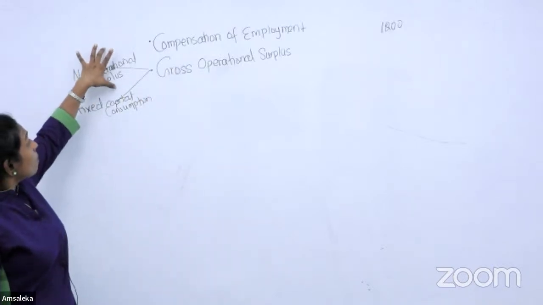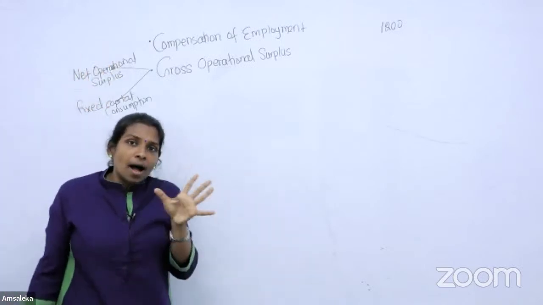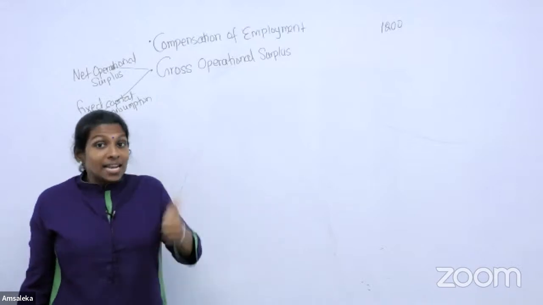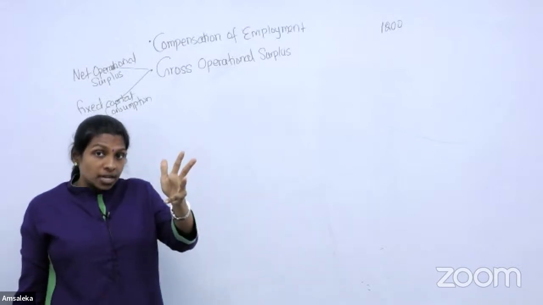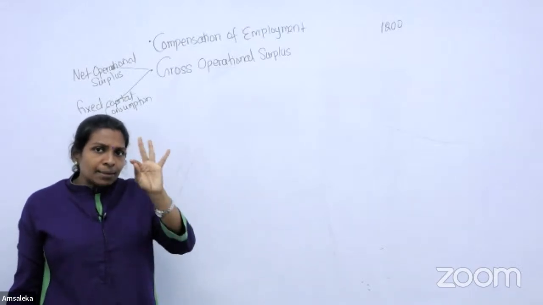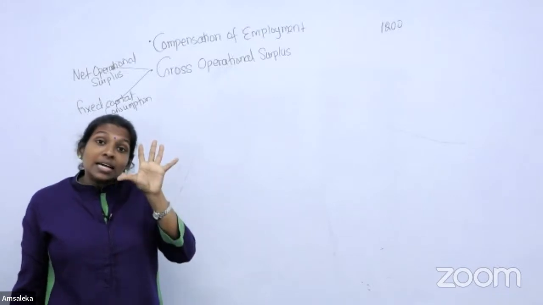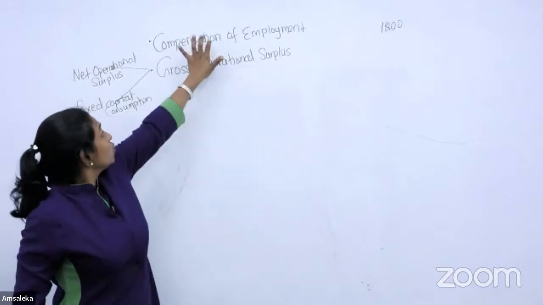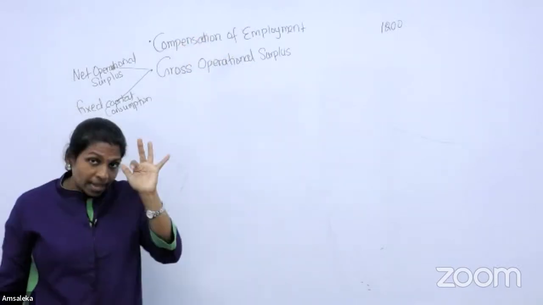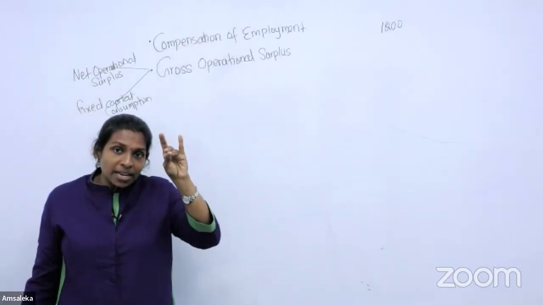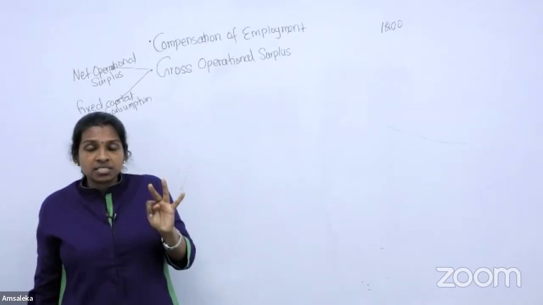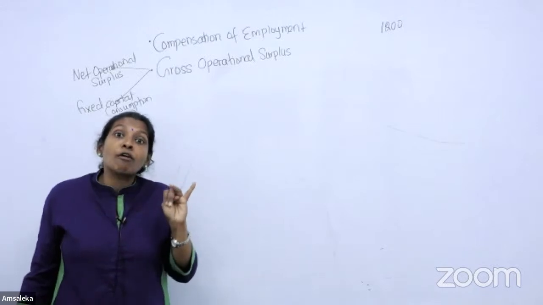Net operational surplus income. Remember, there are 4 types of factors of production: land, labor, capital, entrepreneurship. Out of these, for labor income we took compensation of employees. Now the other 3 remain: land, rent income; capital, interest income; entrepreneurship, profit.